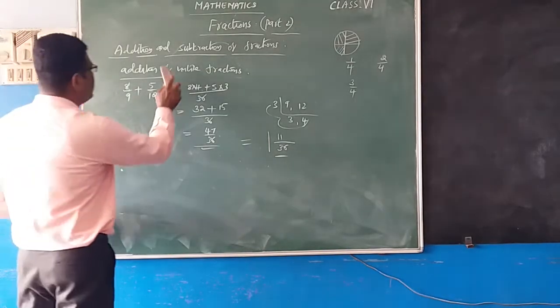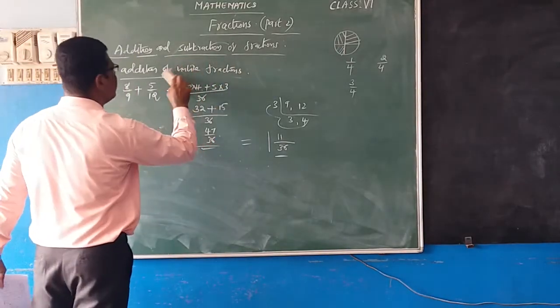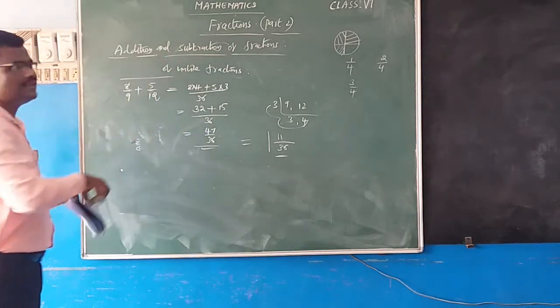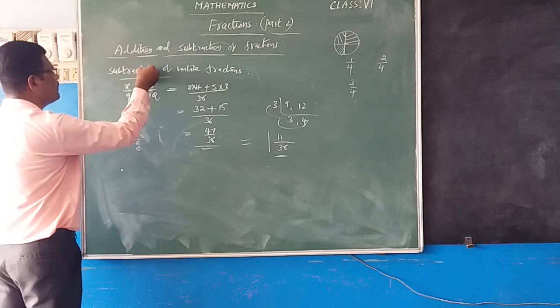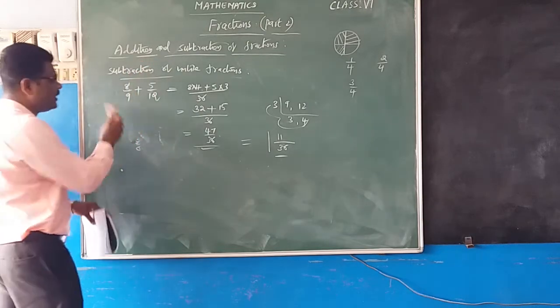The next one is subtraction of unlike fractions. The procedure is the same. Subtraction of unlike fractions.